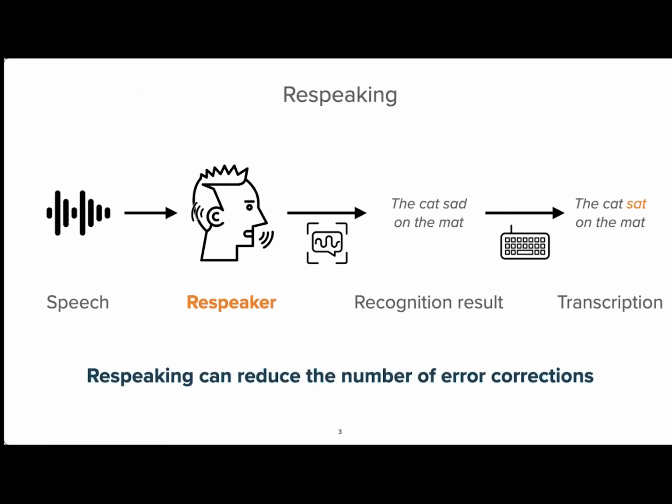To solve this issue, we introduced the idea of respeaking. Instead of directly inputting unclear speech into a speech recognition model, we assume a human speaker who repeats the speech, as in speech shadowing. Then the speaker's utterance is inputted into the model and transcribed. By doing so, we can expect the number of post-corrections is reduced as long as the recording condition of the speaker's utterance is clear.